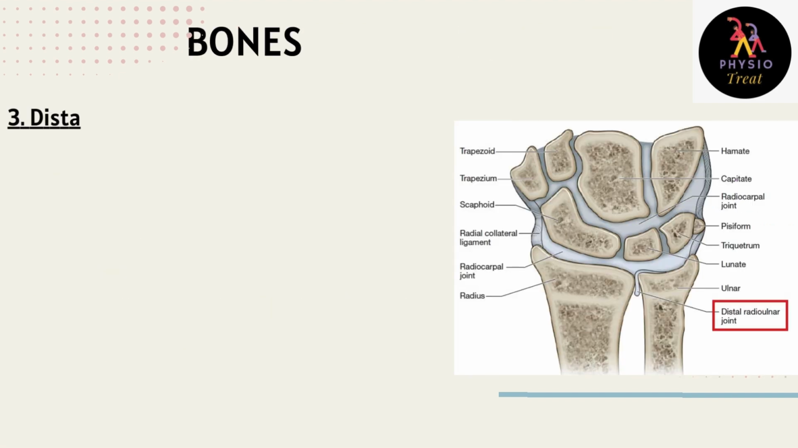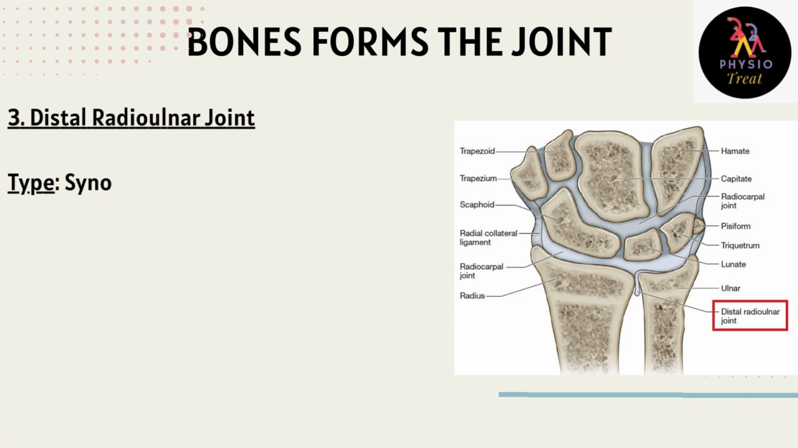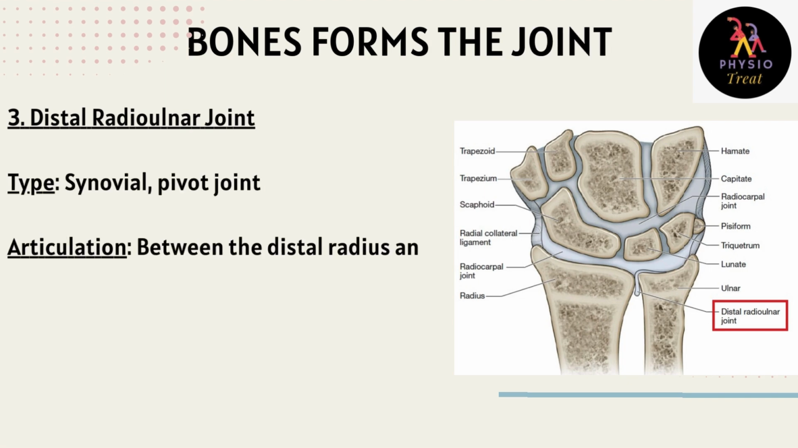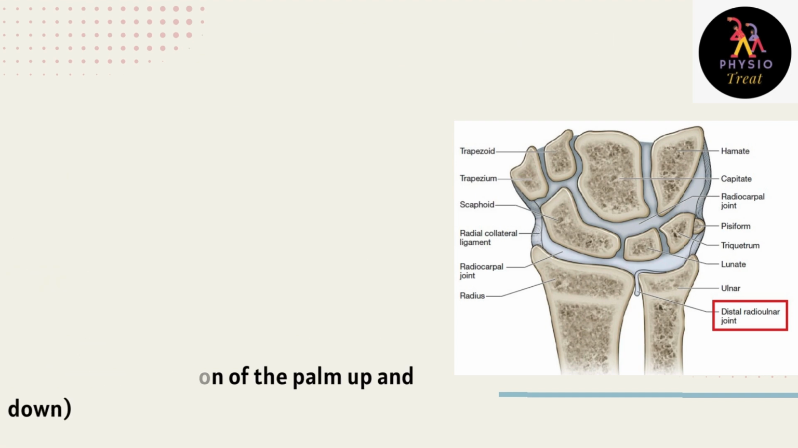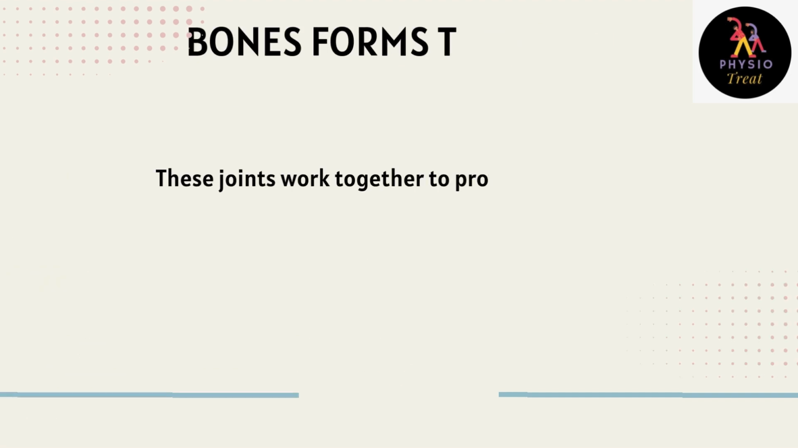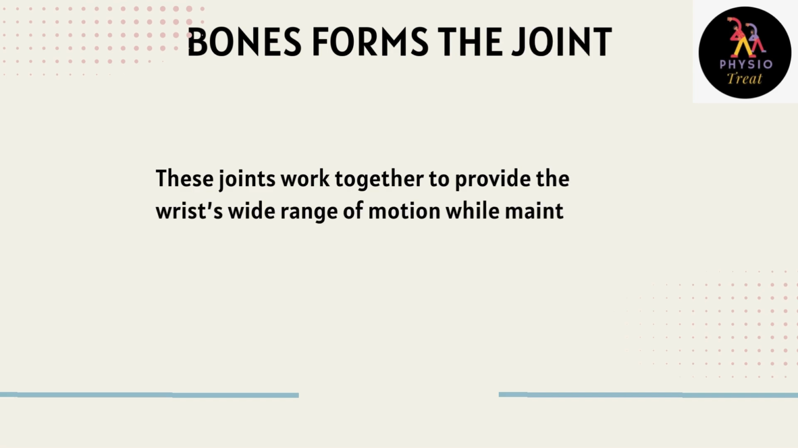Third joint is distal radioulnar joint. Type of joint: synovial, pivot joint. Articulation between the distal radius and distal ulna. Movements: pronation and supination of the forearm. These joints work together to provide the wrist's wide range of motion while maintaining stability.